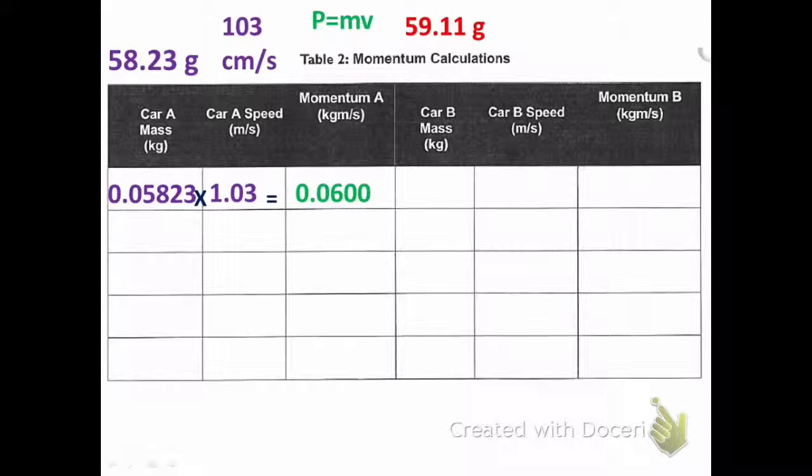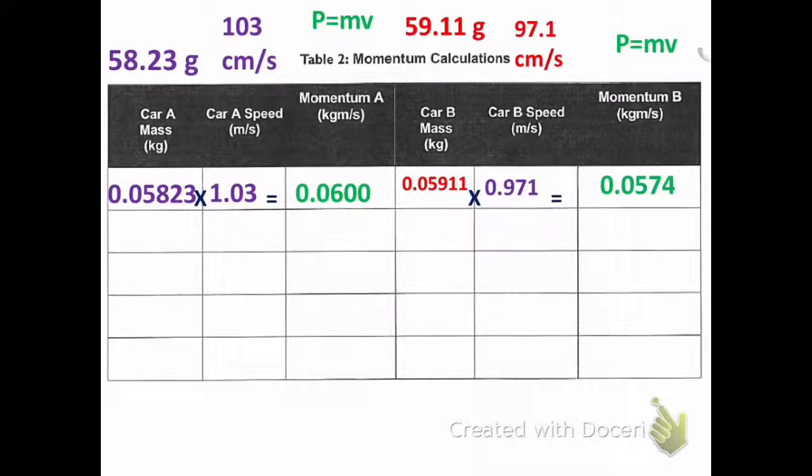The mass of the B car was 59.11 grams. We're going to convert that to kilograms by sliding the decimal 3 places to the left, which gives us 0.05911. We need the speed of car B, which again is from the data table above, 97.1 centimeters per second. We're going to convert that to meters per second by sliding the decimal 2 places to the left. Momentum, again, mass times velocity. We're going to multiply those 2 values to get the momentum.